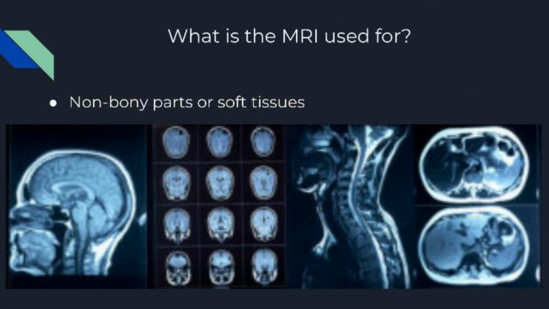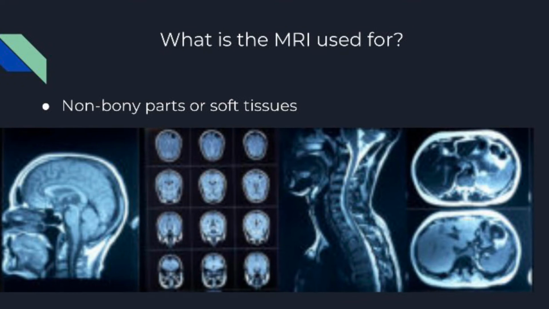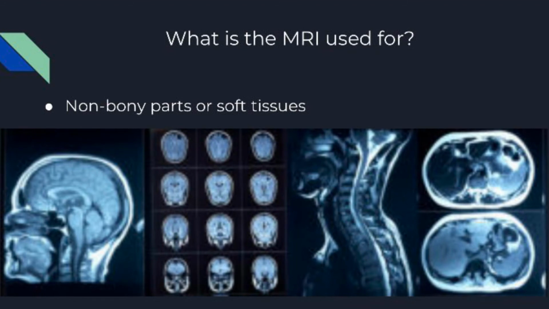So what is the MRI used for? MRI scanners are particularly well suited to image the non-bony parts, or soft tissue, of the body. These non-bony parts or soft tissues include the brain, spinal cord, and nerves, as well as muscles, ligaments, and tendons. These organs are seen much more clearly with an MRI than with regular X-rays and CT.